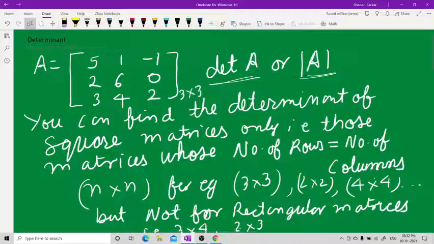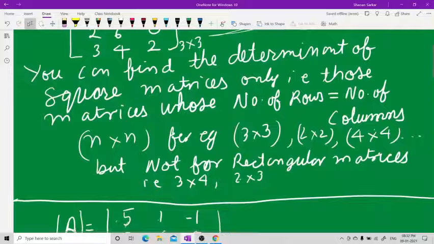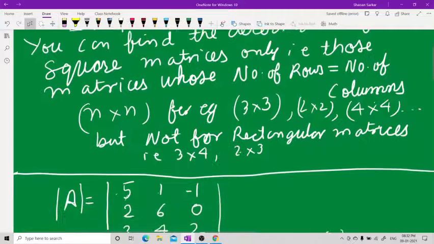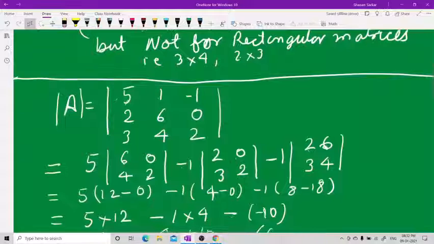This is not a mod symbol, but this is just a symbol. That's all. You can find the determinant of the square matrices only. Those matrices whose number of rows is equal to number of columns, like n cross n. For example, 3 cross 3, 2 cross 2, 4 cross 4. But not for rectangular matrices, that is 3 cross 4 or 2 cross 3. Now, before I start expanding this determinant, I'll tell you how to put the signs on this.